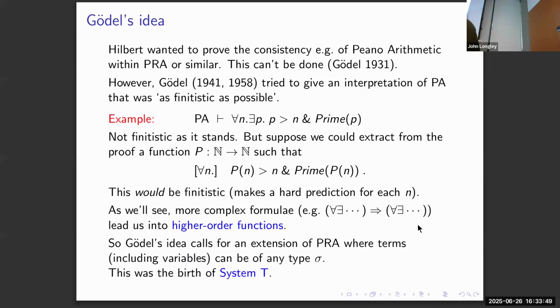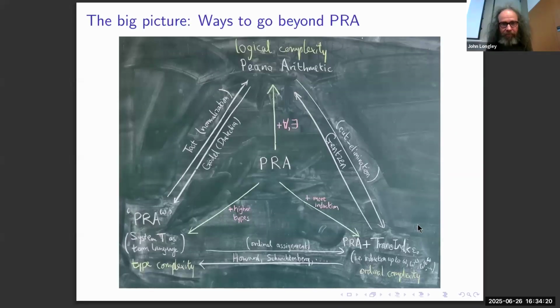So Gödel's idea calls for some sort of extension of primitive recursive arithmetic, where terms, including variables, can be of any type sigma. So still no quantifiers, but with variables of any type sigma. And this was in fact the birth of system T, which was given as a suitable system for expressing this.